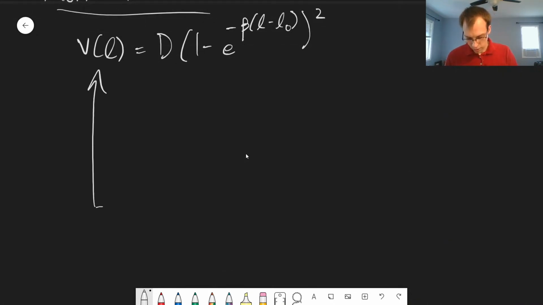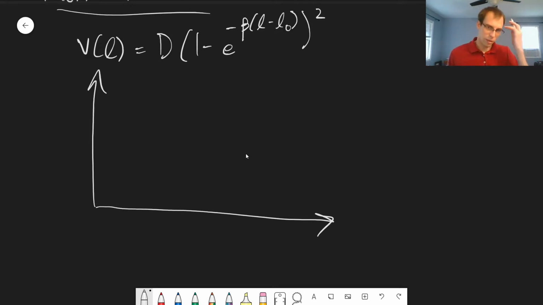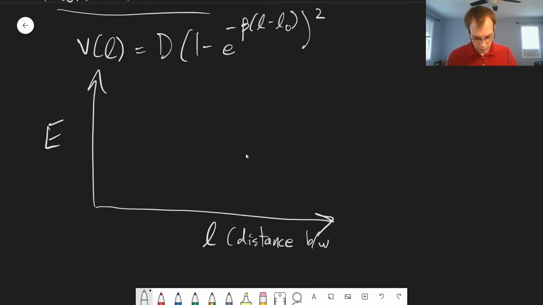So what I care less about is what the actual equation is, and more what it looks like. If we make a plot of the potential energy versus L, the distance between the nuclei, or the bond length, this will give us an idea of what an actual molecule's potential energy curve looks like. So this is for a diatomic molecule.